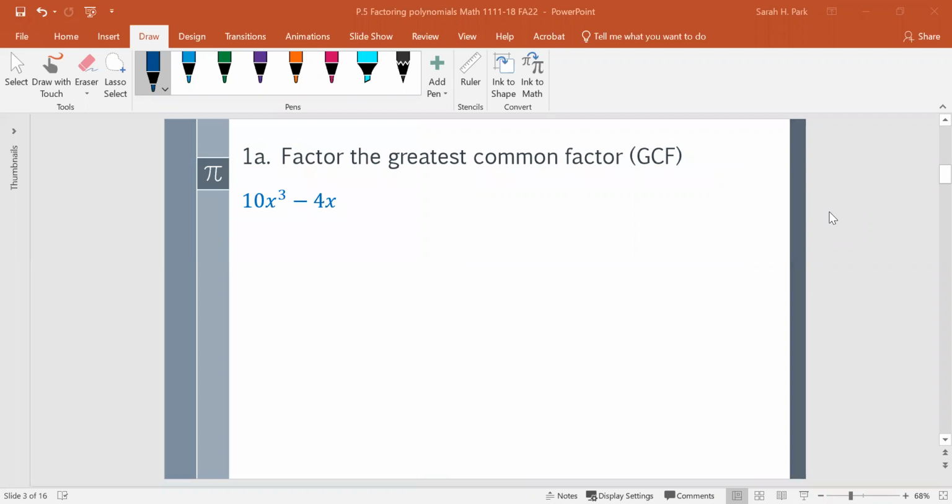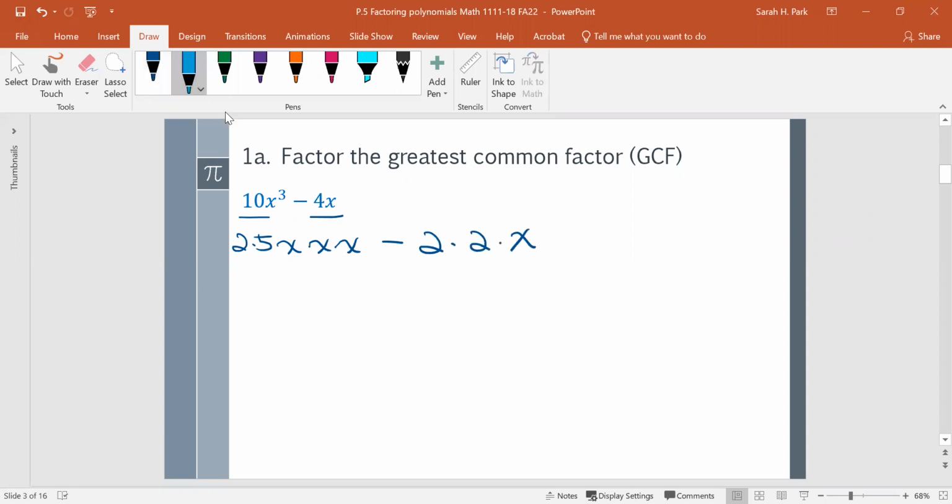Okay, let's take a look at our first example. We're going to call this problem 1a: factor out the greatest common factor. Now, if you have two terms like this, 10x to the third minus 4x, you want to factor out the greatest common factor. If you break down 10x to the third to its basics, we can factor it as 2 times 5. Now, x to the third is x times x times x. Then the minus 4x, we can break that down to negative 2 times x.